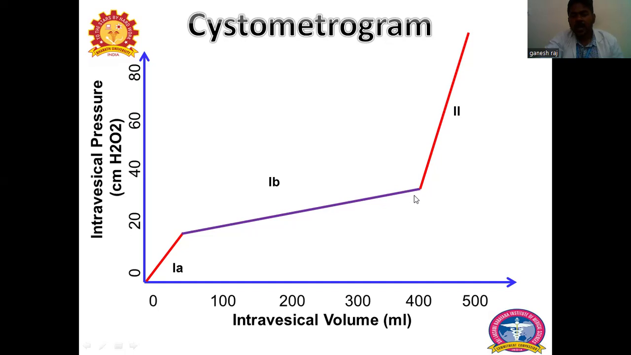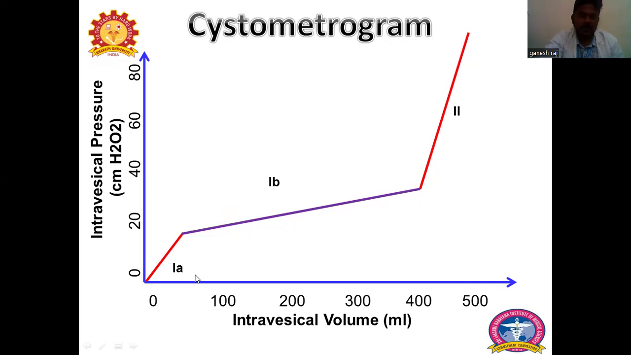Okay, and then after 400 ml, if the bladder volume is increased, then the pressure inside the bladder is markedly increased. This is phase 2. So we have three phases: phase 1A, phase 1B, and phase 2.